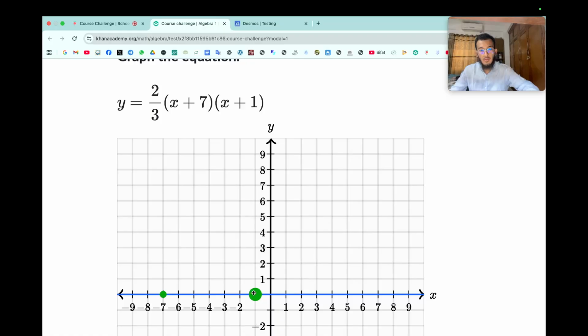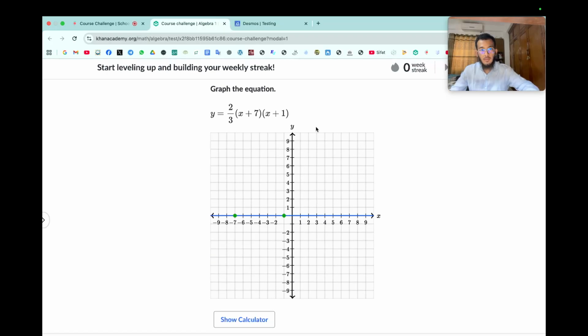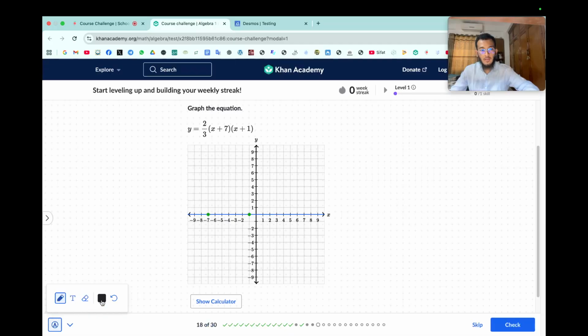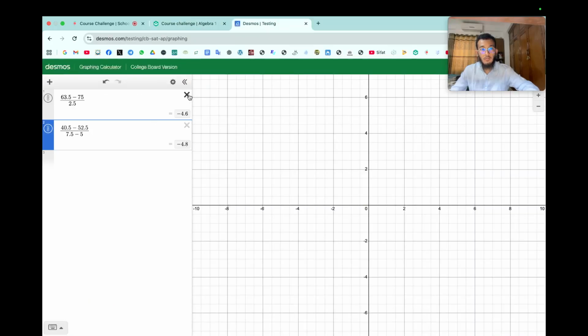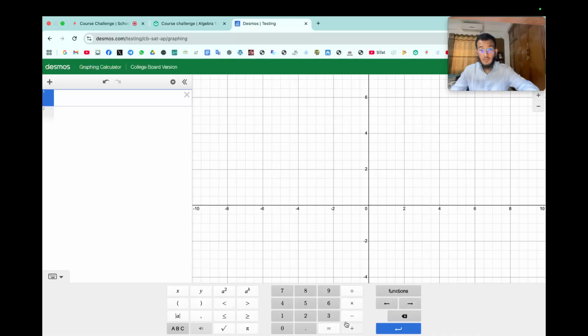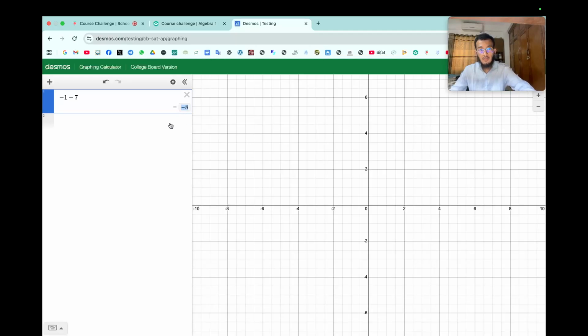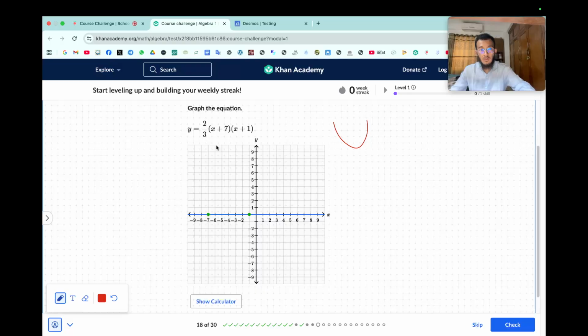But the problem is it is not a straight line. It is a parabola, a smiley face. So we have to find the vertex as well, which is the average of -7 and -1, using the concept of symmetry. -1 plus -7 divided by 2 is -4, so it's -4.